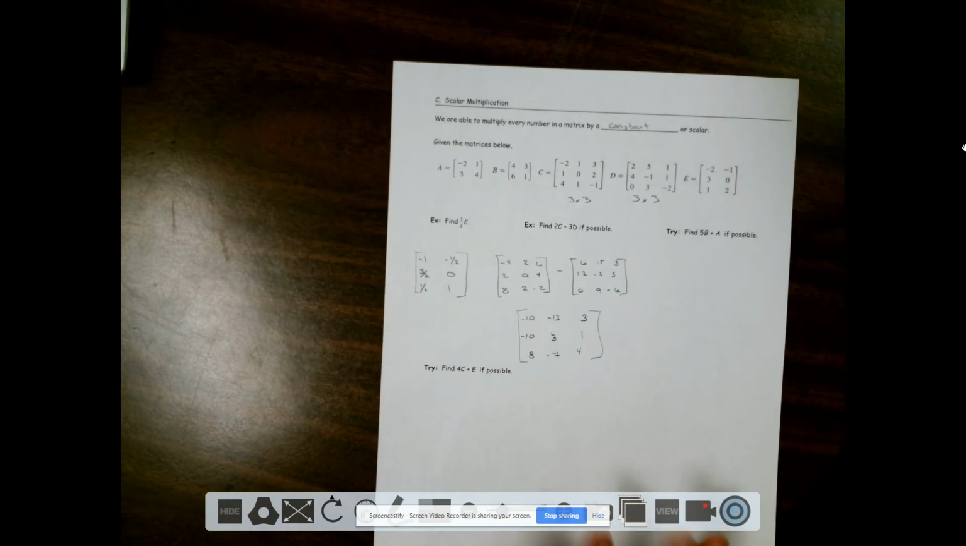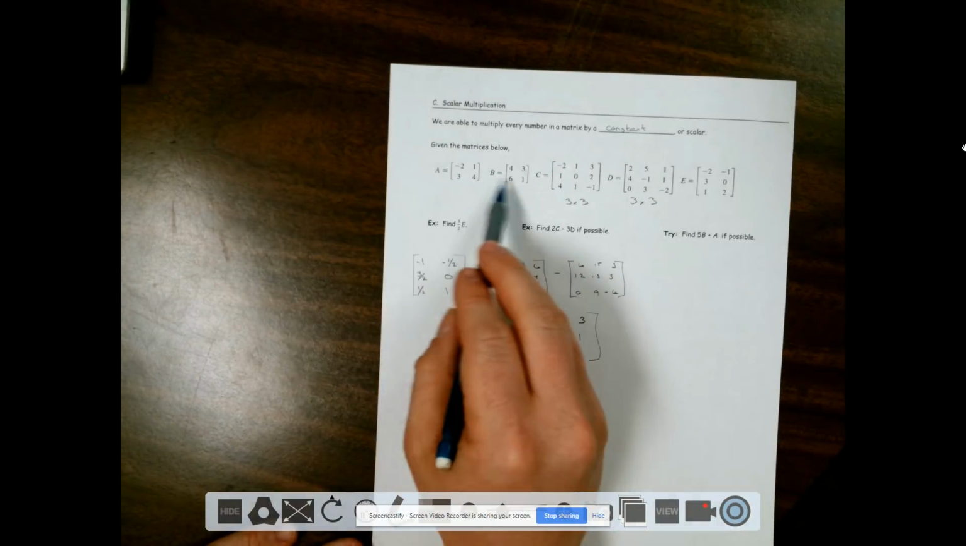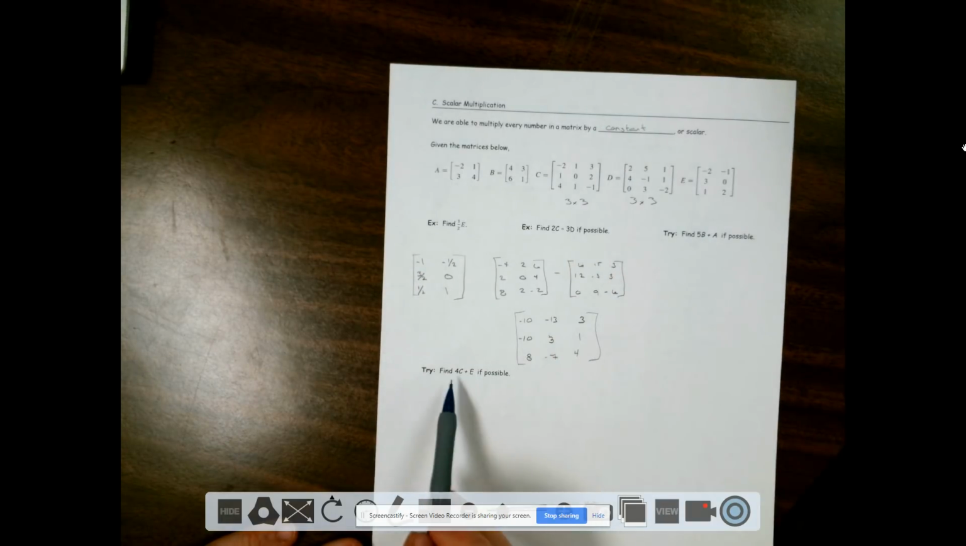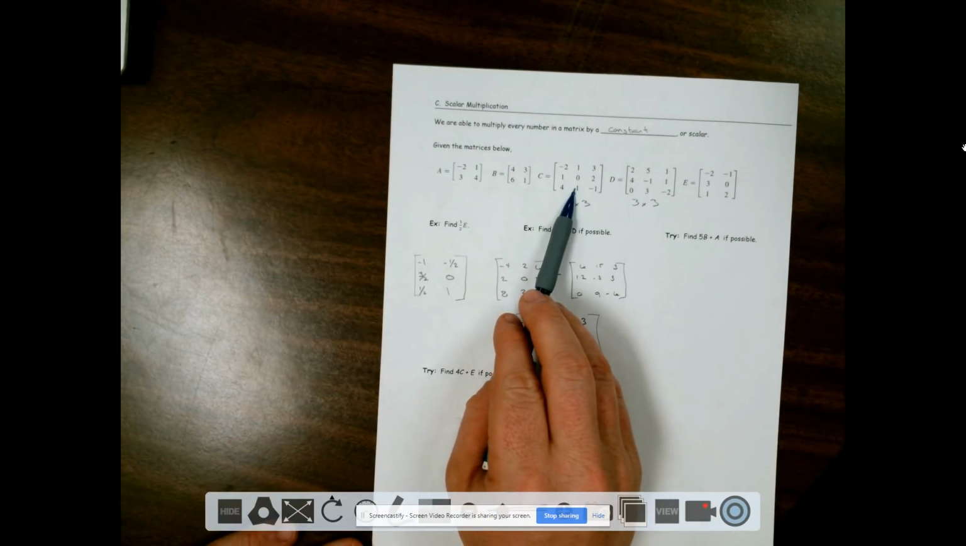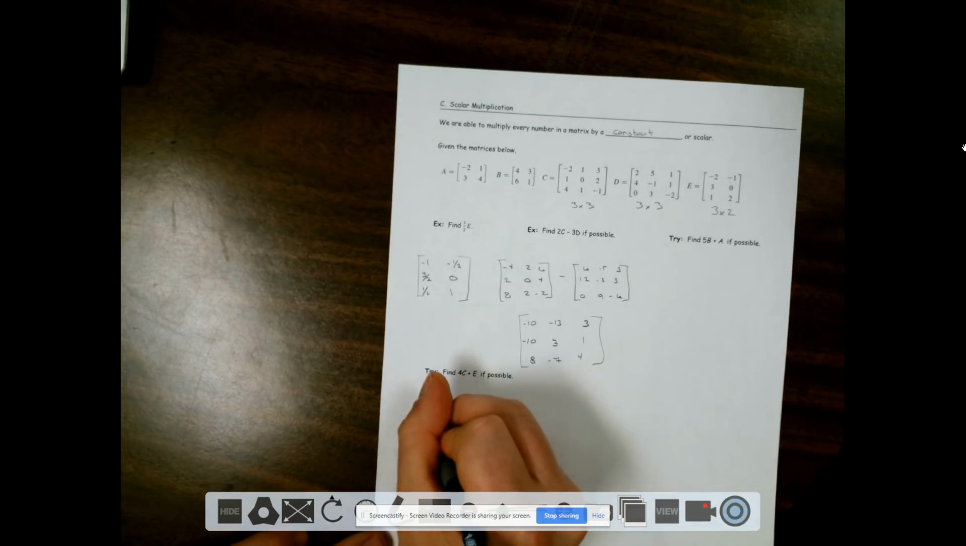Now, we can continue the process. 5B plus A, we know that's going to be possible because they have the same dimensions. We're going to be able to add them together after scaling B by 5. 4C plus E, we can quadruple C, but we can't add a 3 by 3 to a 3 by 2. So that's impossible.